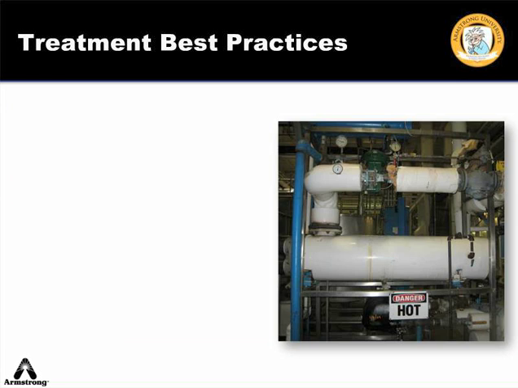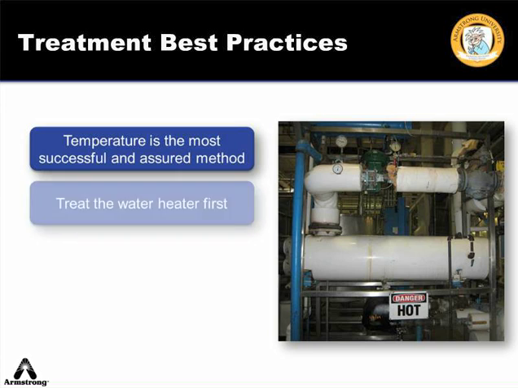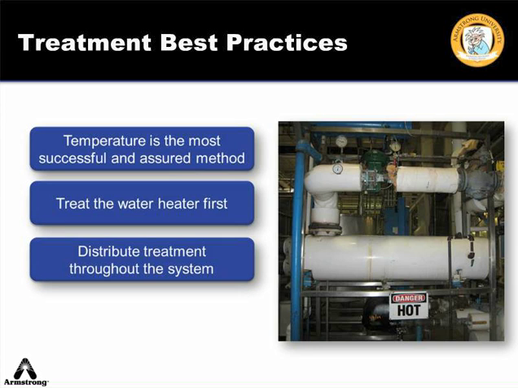In general, when treating a domestic hot water system for Legionella, be sure to keep in mind the following best practices. There are multiple ways to address Legionella, but temperature is the most successful and assured method to fight it. Treat the water heater first and then out through the system. Properly moving water assures distribution of the treatment. Distribute treatment throughout the system, whether using thermal or biocide treatments.